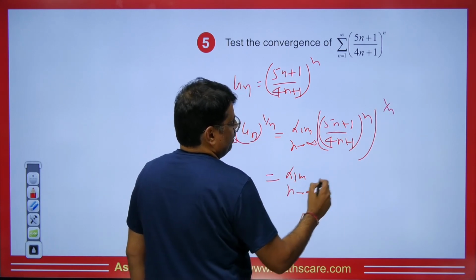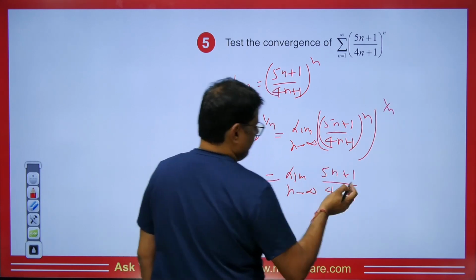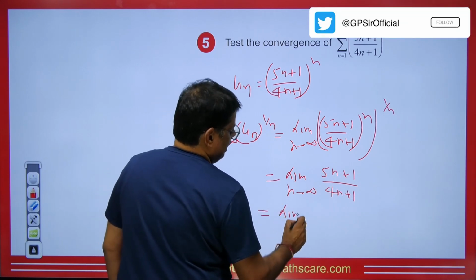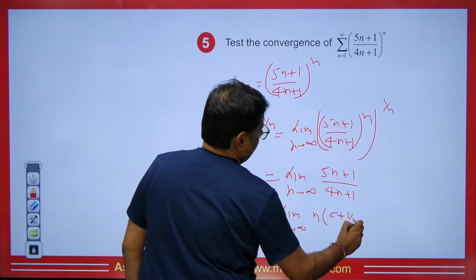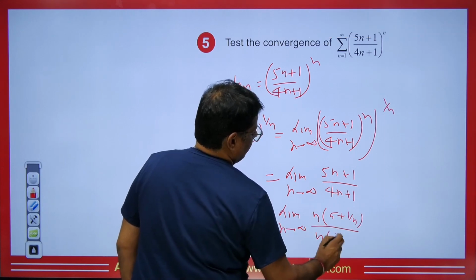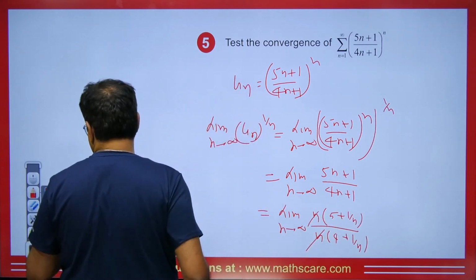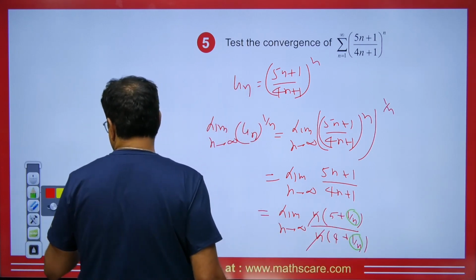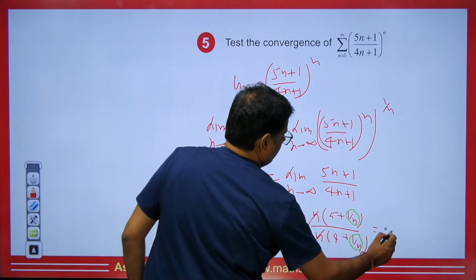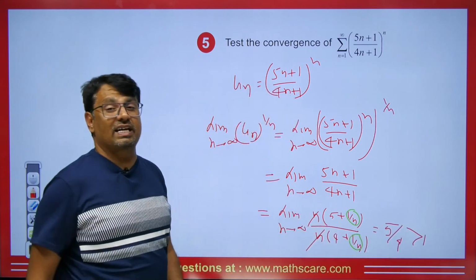We will get n tends to infinity, then 5n plus 1 upon 4n plus 1. Now we will take n as common from here, then the limit n tends to infinity, take n as common here, so 5 plus 1 by n, and we will take n as common again, then 4 plus 1 by n. n by n will be cancelled. When limit n tends to infinity, this and this will be 0. Therefore, we will get the value as 5 by 4, which is greater than 1, and if it's greater than 1, this series here is divergent.